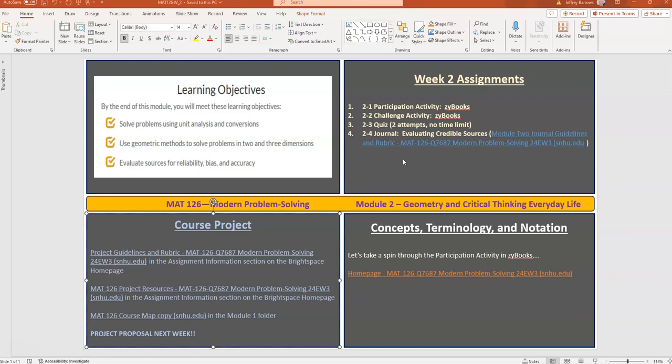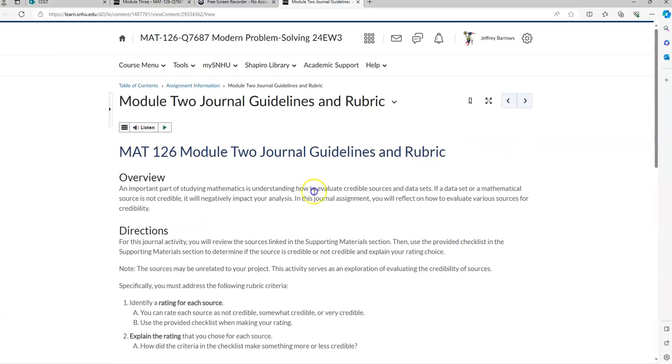And then finally, to wrap up the week, we're going to start looking ahead a bit towards the project. You're going to write a bit of a journal entry this week on evaluating credible sources. And I've got that linked here. Let's see if we can hop over here and take a quick look at that.